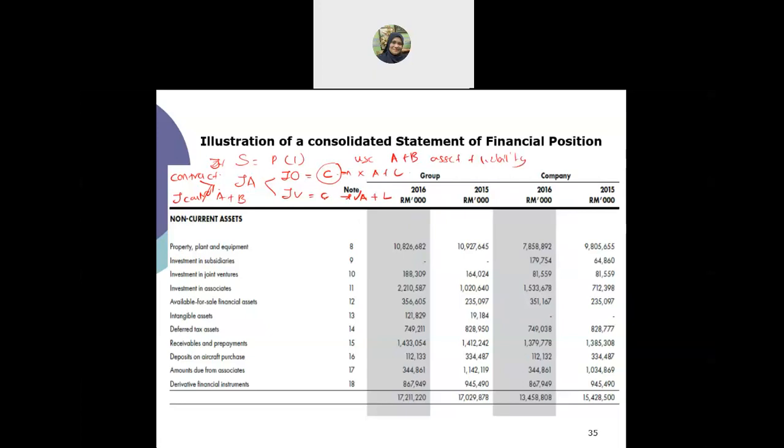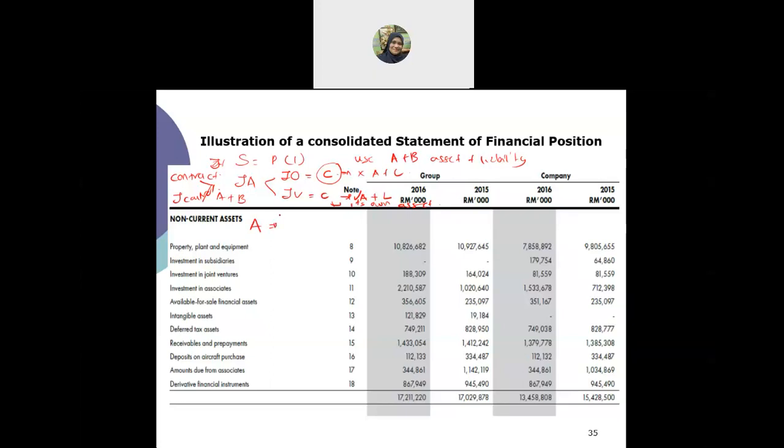But in the case of a joint venture, the company is going to use its own asset. Okay, so that is a joint arrangement. And then the next one we're going to have is investment in associates.